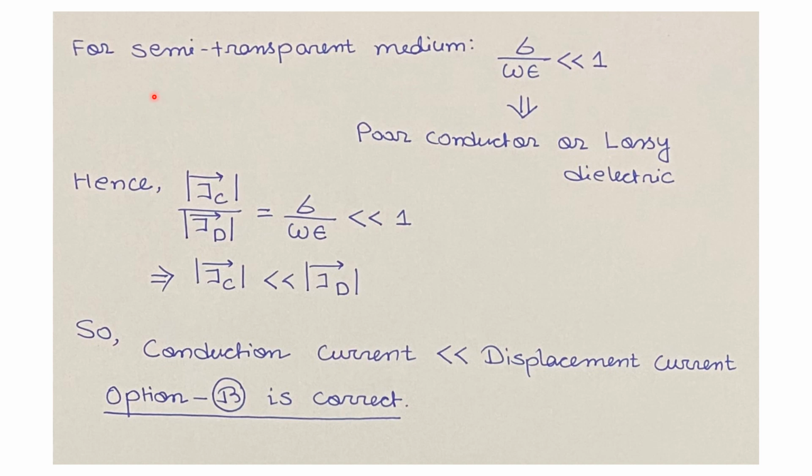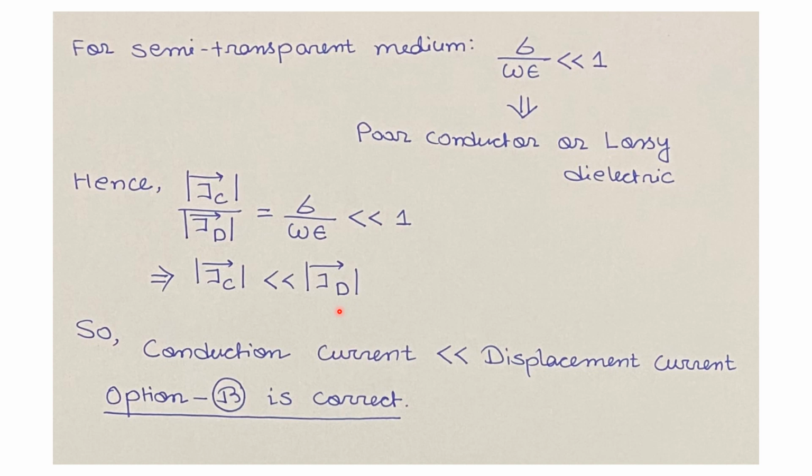Now as we are given the medium as a semi-transparent medium, for that we have the condition that sigma by omega epsilon is very much less than 1. This actually implies that the medium is a poor conductor or lossy dielectric. Now, if we implement this condition in the expression of the ratio of Jc vector and Jd vector, then we will get mod of Jc vector divided by mod of Jd vector equals sigma by omega epsilon, which is very much less than 1. So, this implies that mod of Jc vector is very much less than mod of Jd vector.